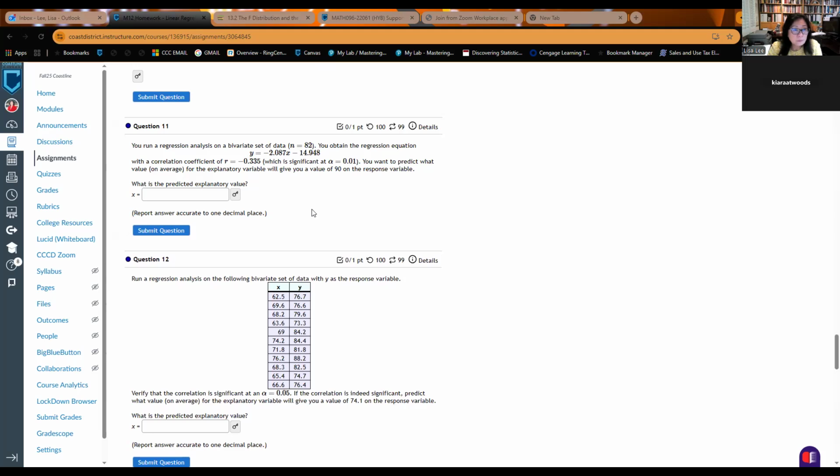Then number 11. They give you one equation here, a regression equation, and then give you the correlation R. And you want to predict, oh okay, what is the predicted value? Predicted explanatory value.